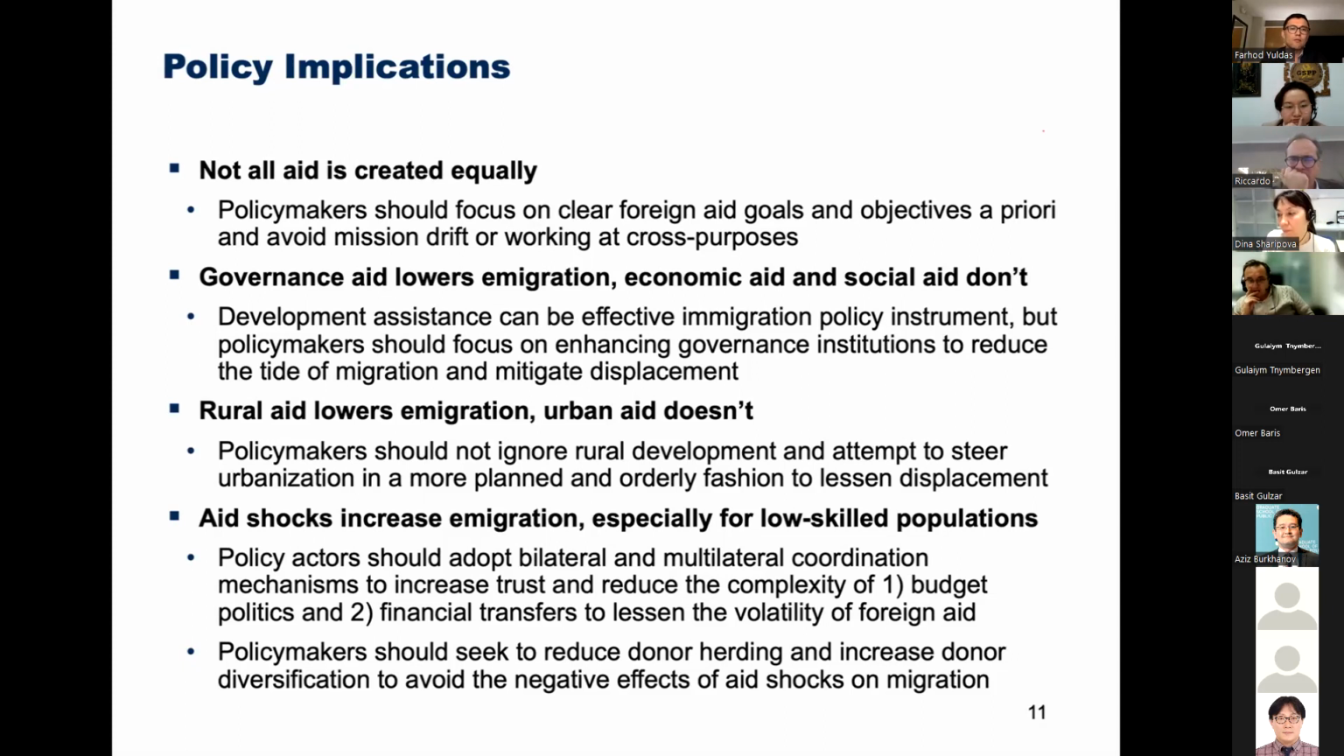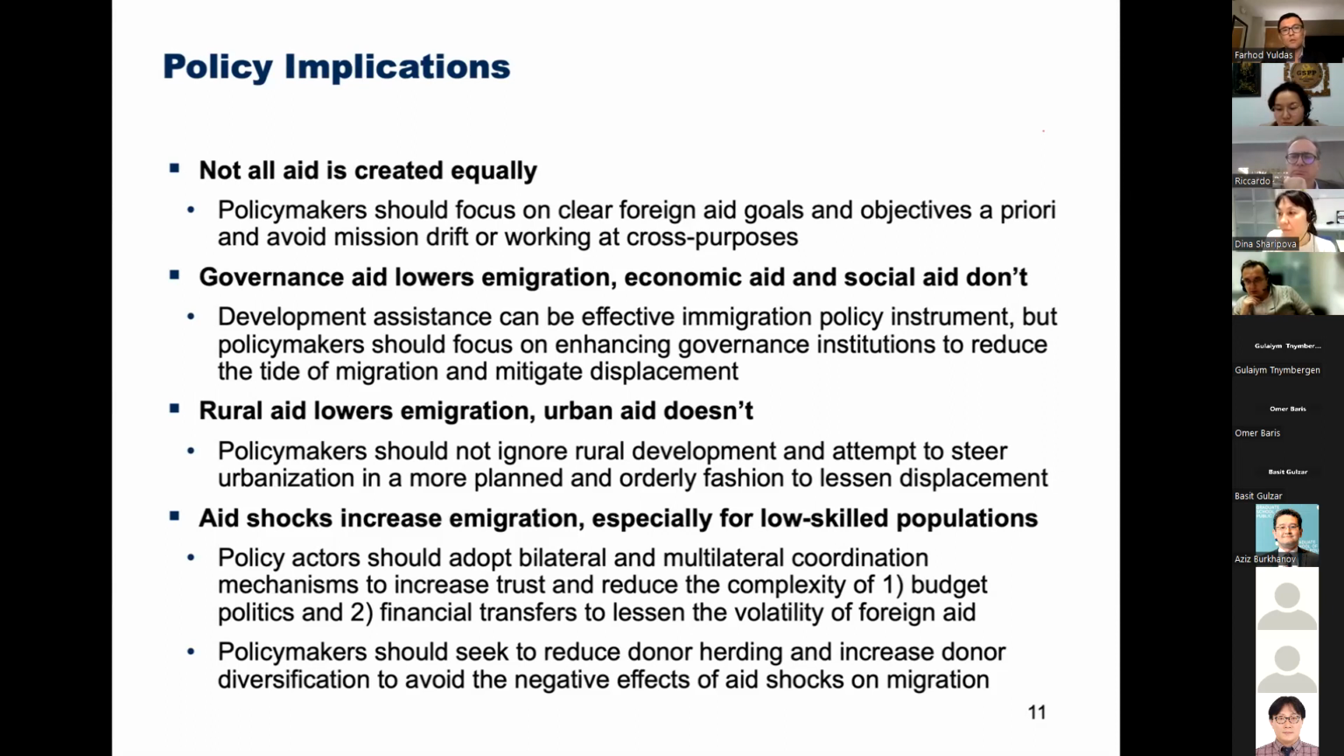And governance aid lowering immigration suggests the answer to the question that we asked in the title of the talk: development assistance can actually be an effective policy instrument for immigration, but the focus needs to be on governance aid, as we didn't find much support for economic and social aid helping with regulating and mitigating some of that displacement that was happening at the extreme levels, especially.